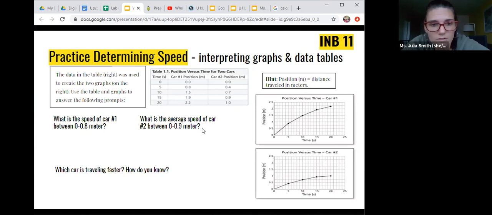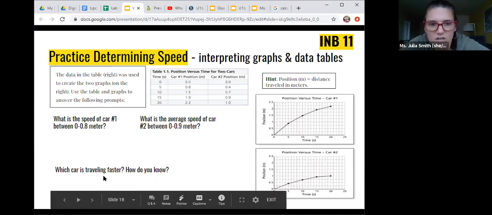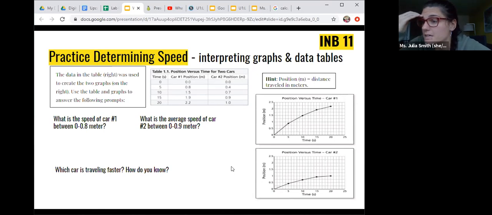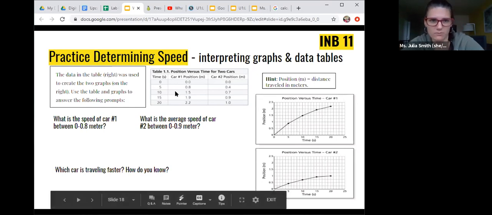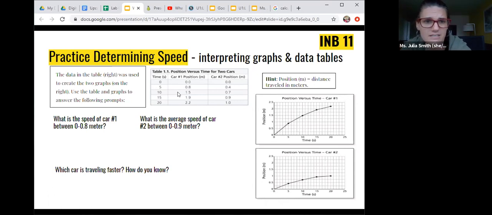Most of you were really great at answering this question: which car is traveling faster? You could look at these graphs, look at the table, and tell which car is going faster. I'm going to teach you how to tell why it's going faster. The data table on the right was used to create the two graphs. I want you to use the table and the graphs to answer the following questions.